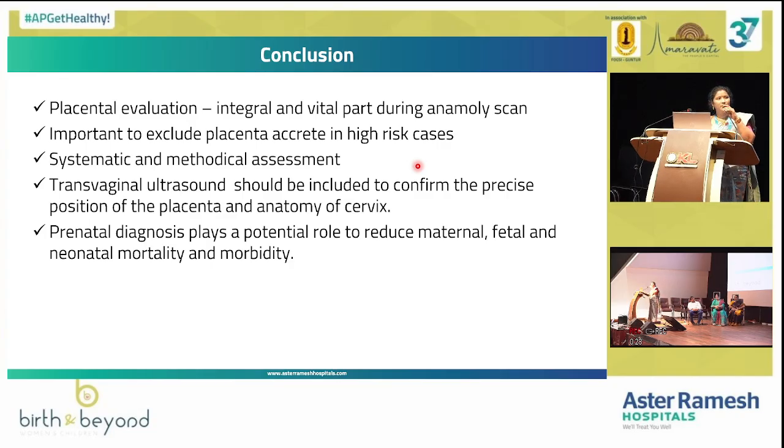Now I invite Deepa ma'am for management of placenta previa, accreta.